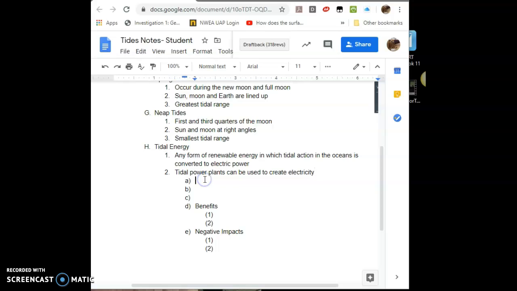How do they do that? Well, they use an underwater turbine. And you were supposed to define turbine, or you will define turbine for next week's vocabulary. Basically, all it is like a big propeller or fan. And something has to turn that. You're turning mechanical energy into electrical energy. So we can use different things to turn a turbine.